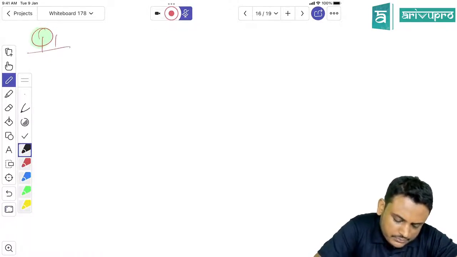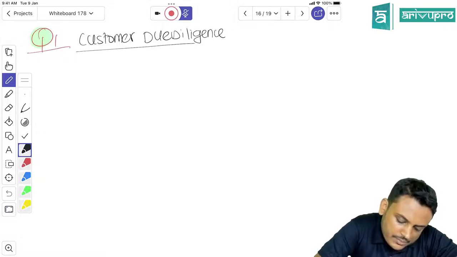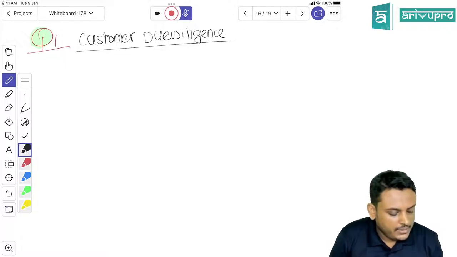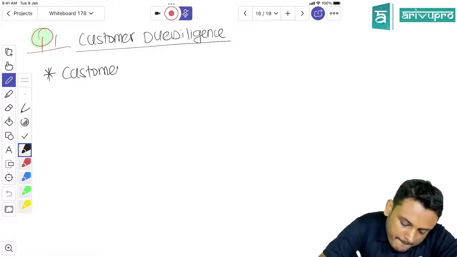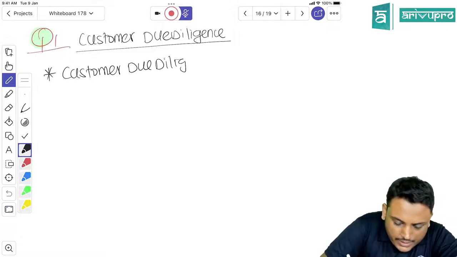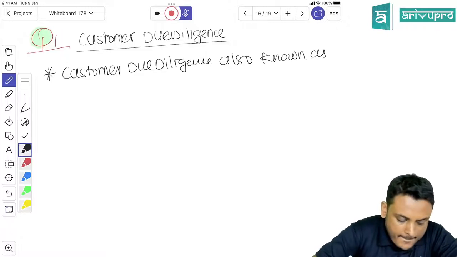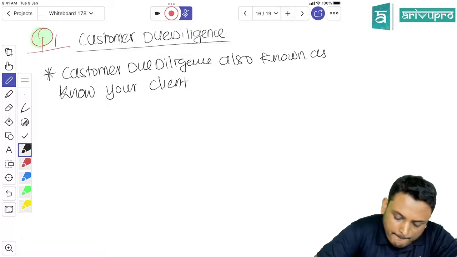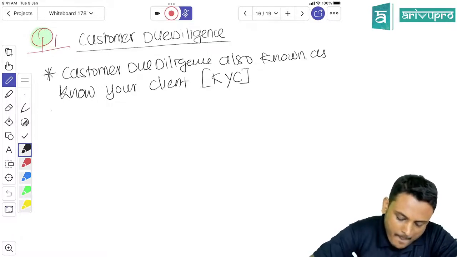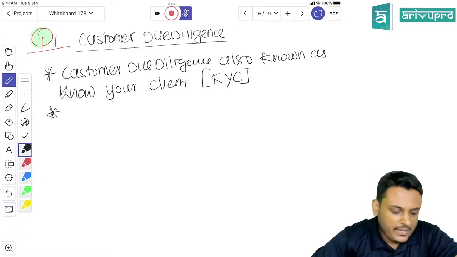Question number one. Customer due diligence. The first point: customer due diligence is also known as know your client, KYC.